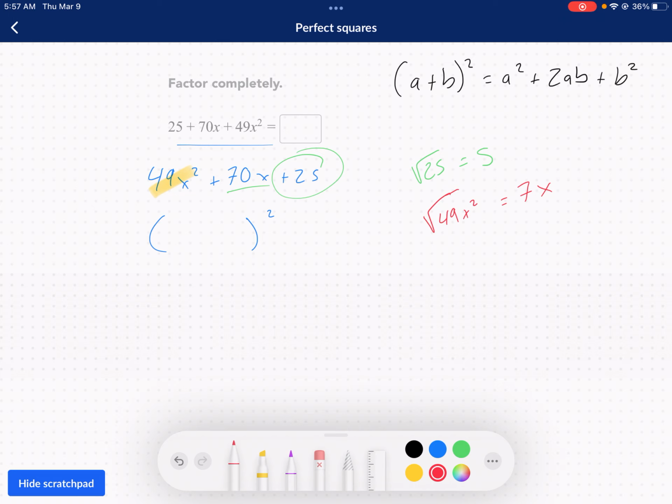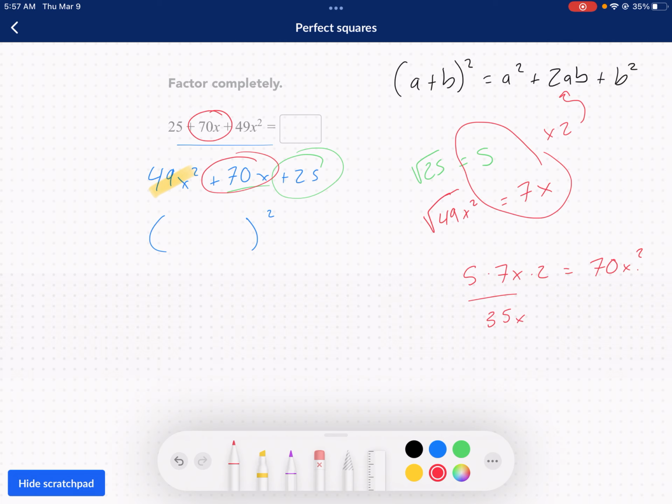Now, once we're done with this, we're going to see if we multiply these two things together and then times 2, if we get that middle term right here, 70x. Do we get that middle term once we multiply these? So 5 times 7x times 2. We're going to see, does it equal 70x? We get 35x times 2.